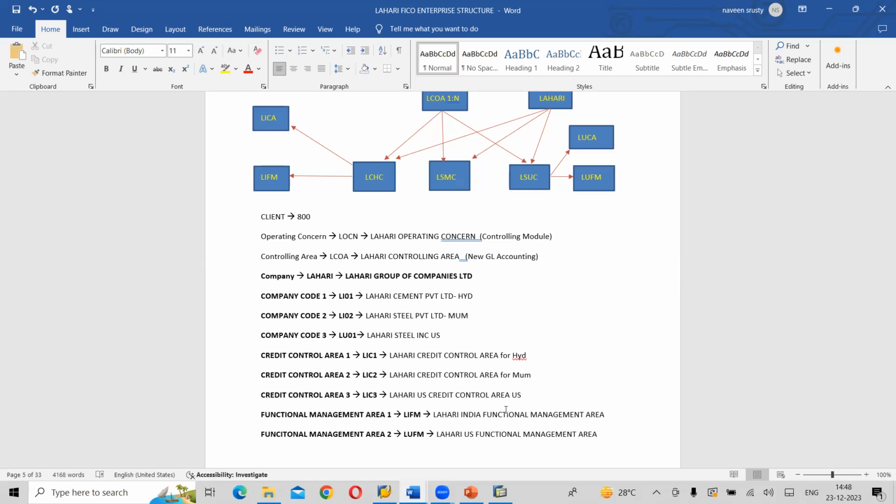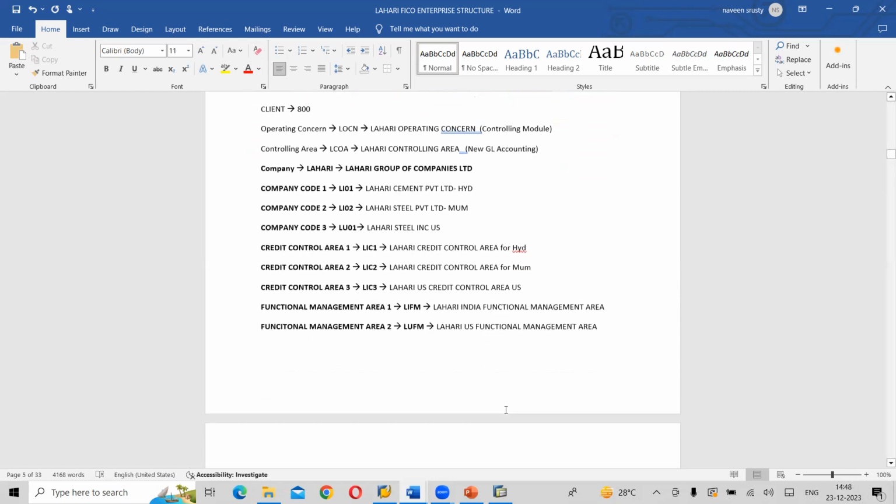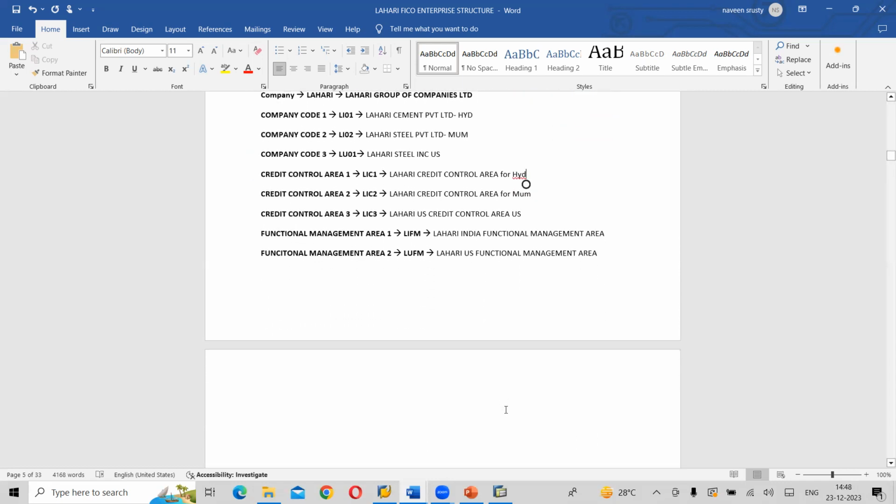Okay, next one, functional areas. Here we are maintaining 2 functional areas. One is functional area LIL, Lahari Indian functional management areas.